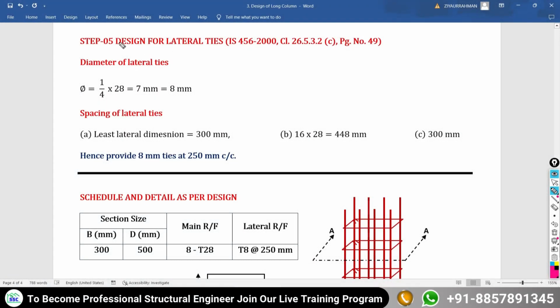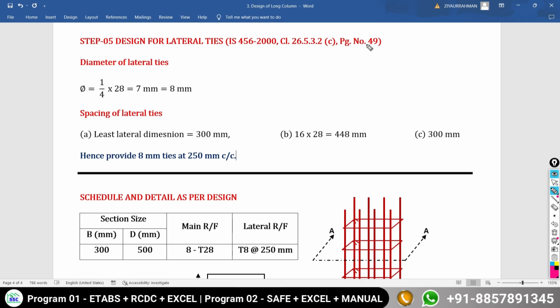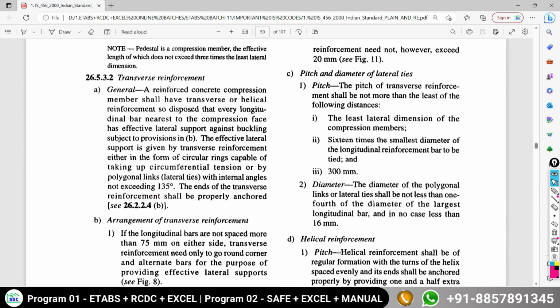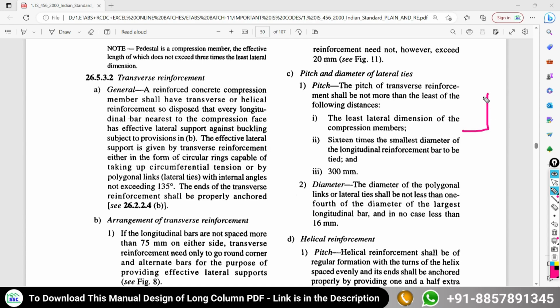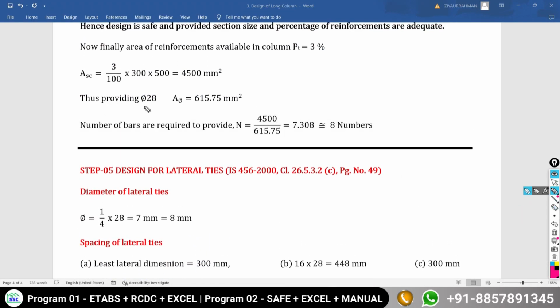After the complete design of the main reinforcement, now in this step 5, we have to do the design for the lateral ties or lateral reinforcement. For that, we need to look at IS 456-2000 clause number 26.5.3.2, page number 49. So when you see this clause of IS 456, in the first recommendation, the code has suggested what should be the spacing between the two lateral ties. And in the second requirement, it suggests what should be the diameter of the lateral ties. So diameter of the polygonal links or lateral reinforcement shall not be less than 1/4 of the diameter of the largest bar. So here we have decided to provide the main reinforcement of diameter 28 mm.